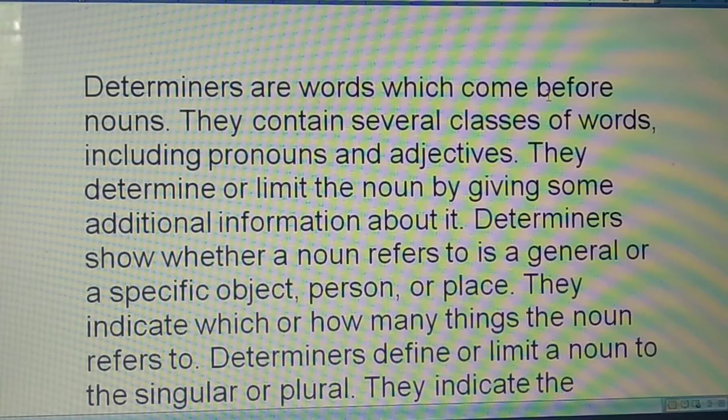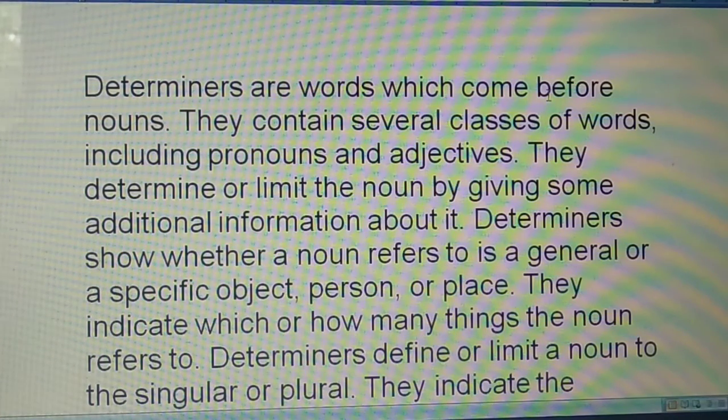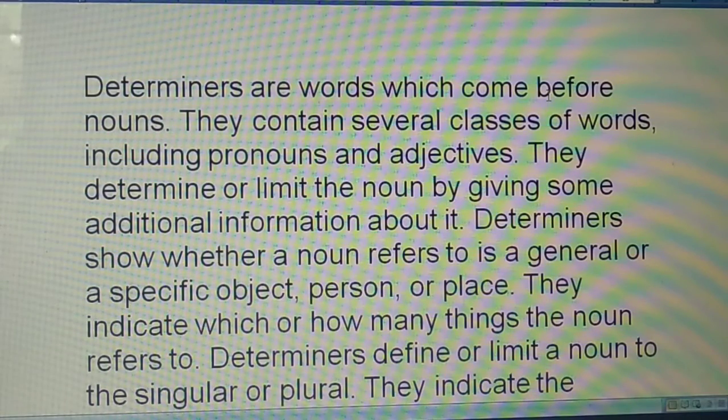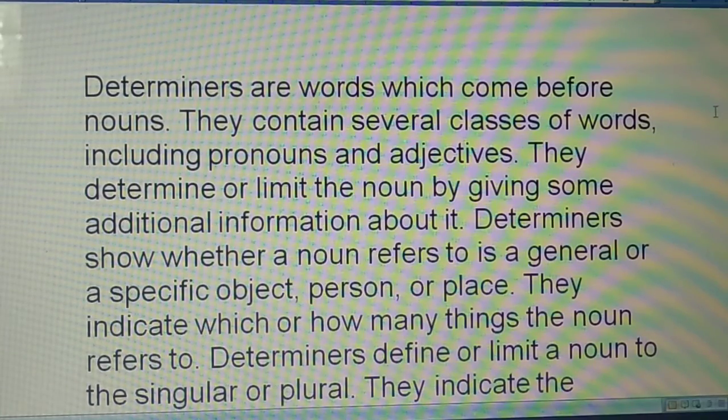Good morning, children. Today's topic, determiners. Determiners are words which come before nouns. They contain several classes of words, including pronouns and adjectives. They determine or limit the noun by giving some additional information about it.